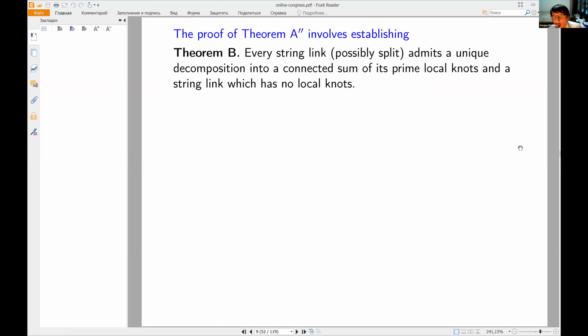All right, so let me mention a few words about the proof. One ingredient of the proof is the following theorem B. Every string link admits a unique decomposition into a connected sum of its prime local knots and a string link which has no local knots. It's not very accurate, but I think the meaning is clear.